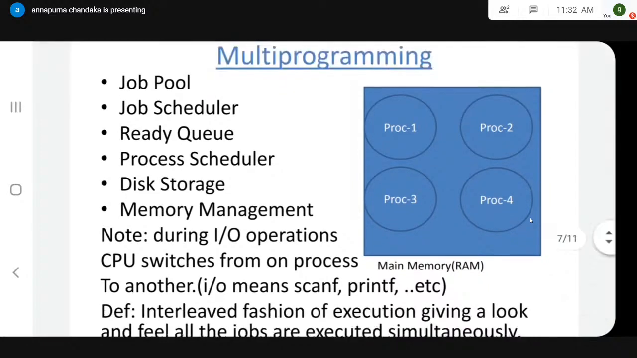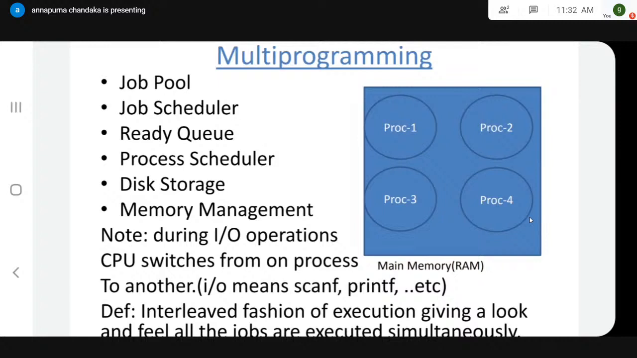This is what multi-programming is. Simply, you can define it as an interleaved fashion of execution, giving a look and feel that all the jobs are happening simultaneously. So, in order to understand, I'll give you a non-technical example for better understanding. Let us take an example.